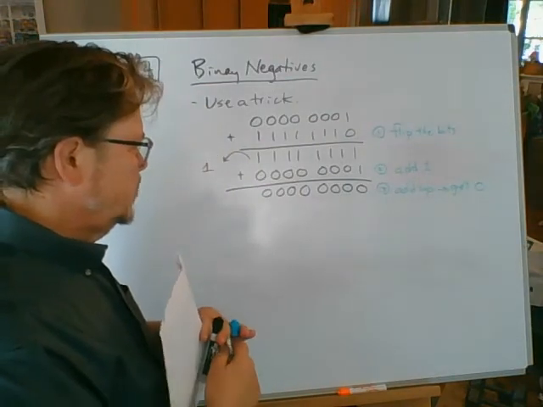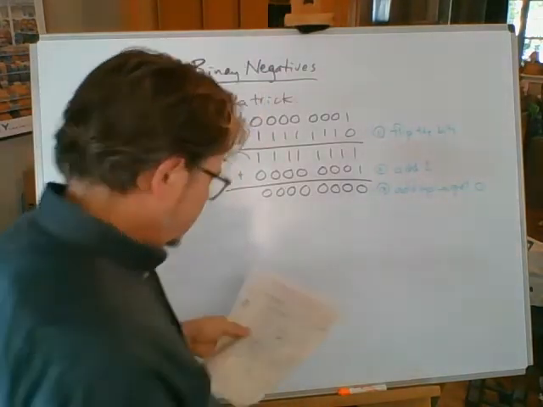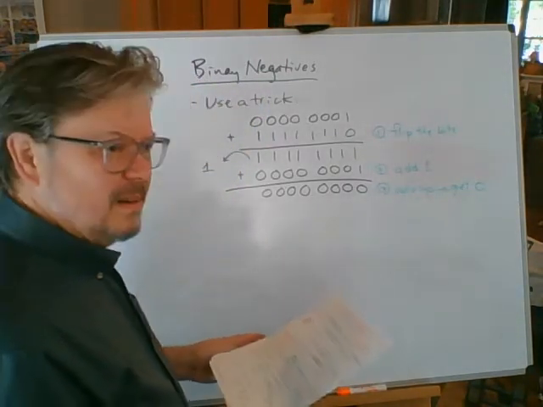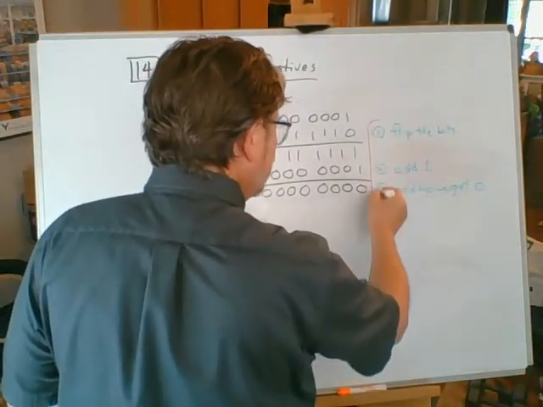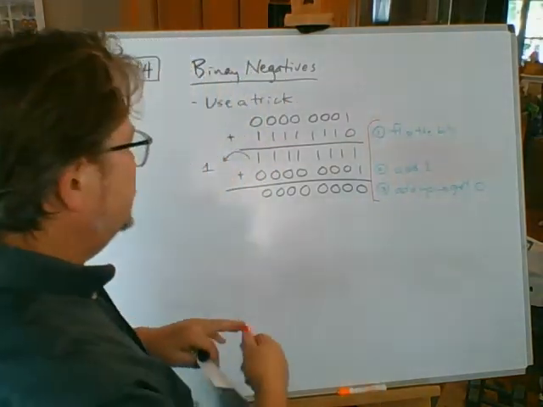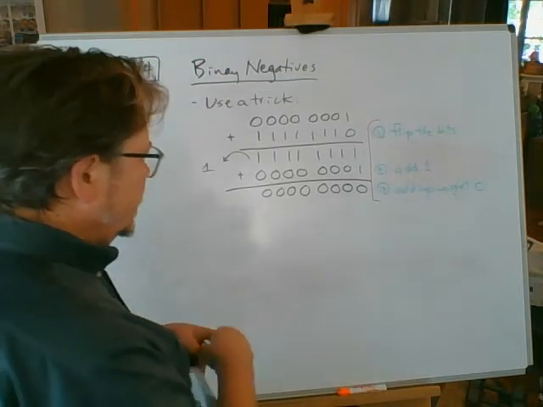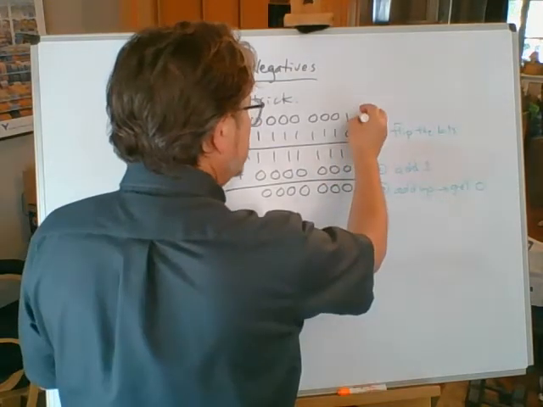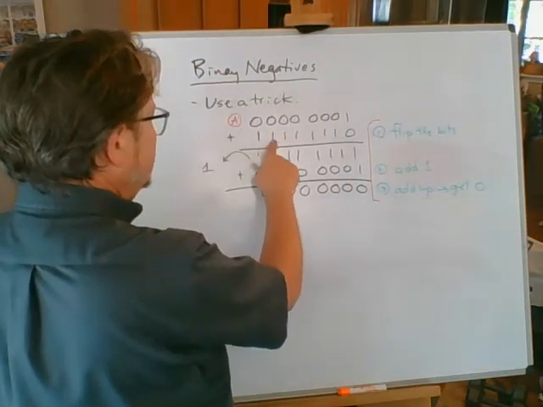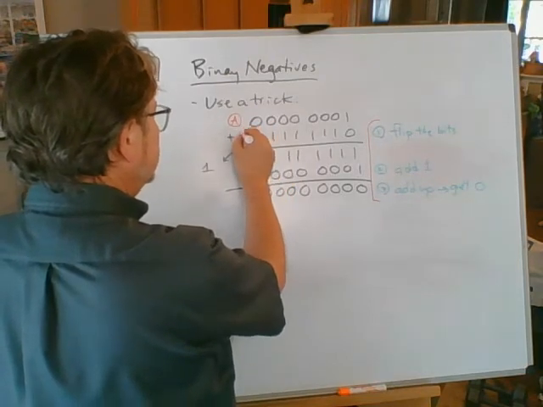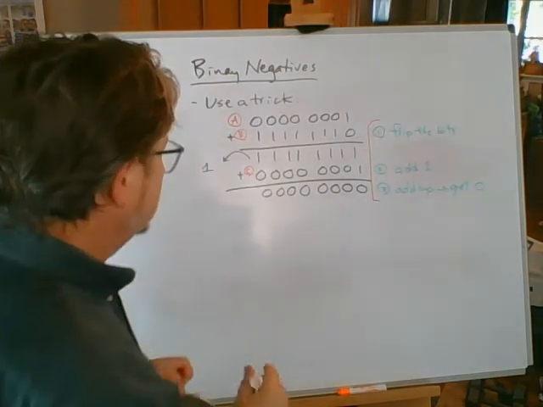That doesn't look like much of a trick. That looks like a bunch of weird scribbling going on here. What's the deal? Well, actually, here's the deal. When we flip the bits and add 1, I'm going to label these things here. This I'm going to label number A. This is number B. 1 is number C. So I've got 3 numbers.